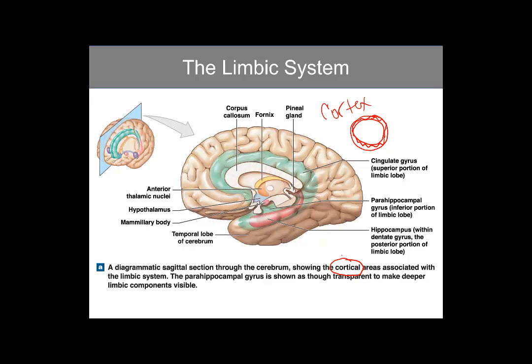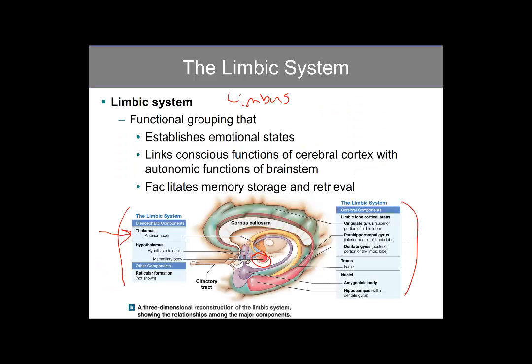And again, my goal is not for you to sit down and memorize all these individual functions. Namely, for this objective, I'm wanting you to understand the functions of the limbic system, both in the establishment of emotional states, as well as the conscious functions as it links to the autonomic functions of the brainstem. And then thirdly, through the retrieval and storage of memories. And then know generally where this is located. And again, it's at the border between the diencephalon, regions of the diencephalon, and the cerebral cortex.